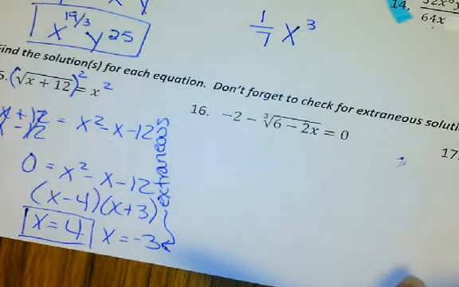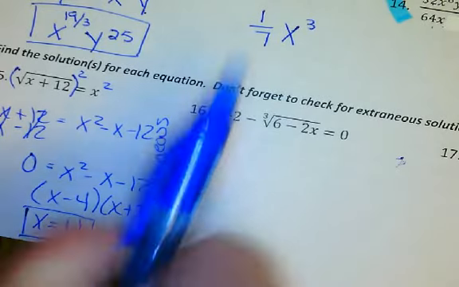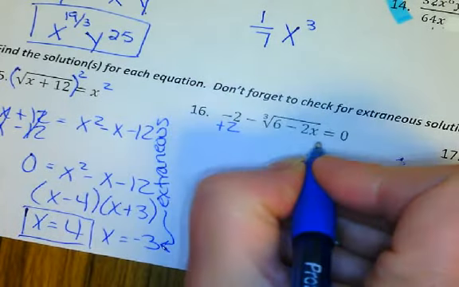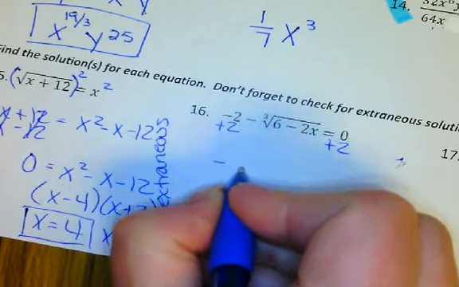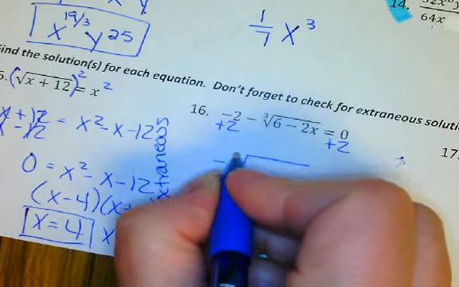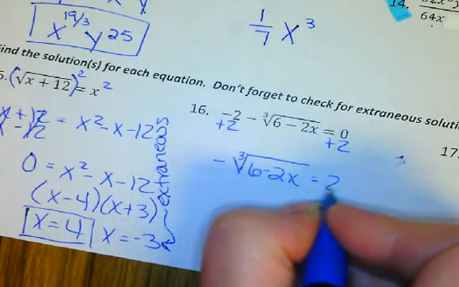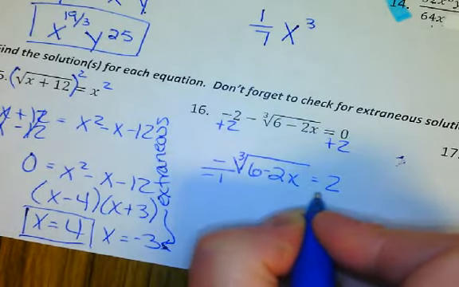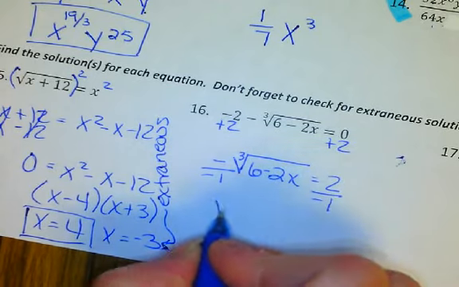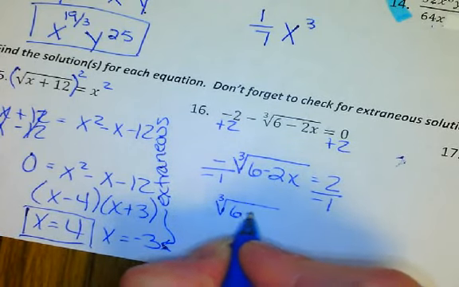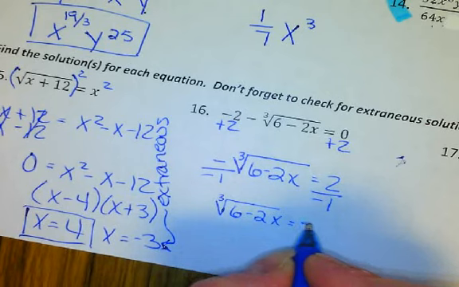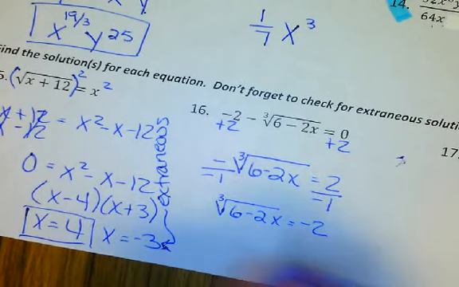Alright, on this one here, I need to add first. I'm going to add this 2 to the other side. And that gives me negative 1 times the cube root of 6 minus 2x equals 2. But then I got to divide by that. So now that gives me the cube root of 6 minus 2x equals negative 2. So I'm back to the negative 2.